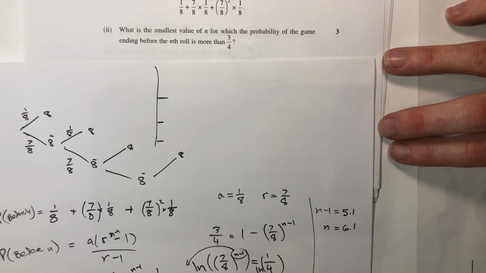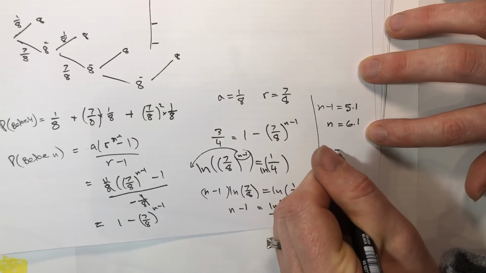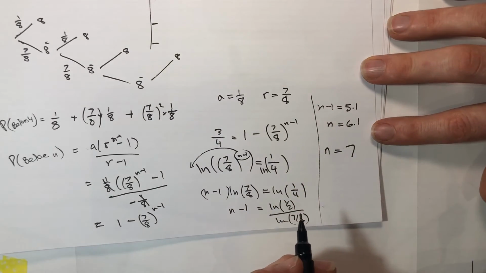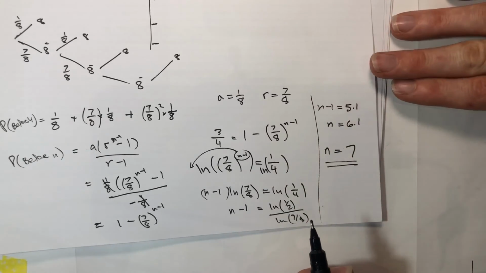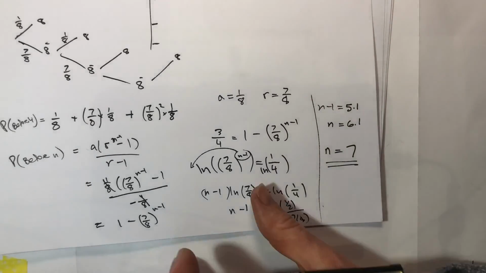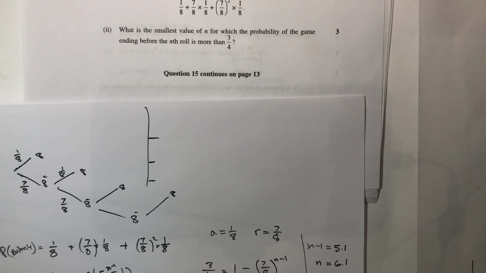The probability of it ending being more than that means I'd have to increase my n, so n up, not by 1, I guess, go up to the next n rather than back to the previous n. So when n is 7, my probability will increase to being more than 3 on 4. Always think through that logic carefully.